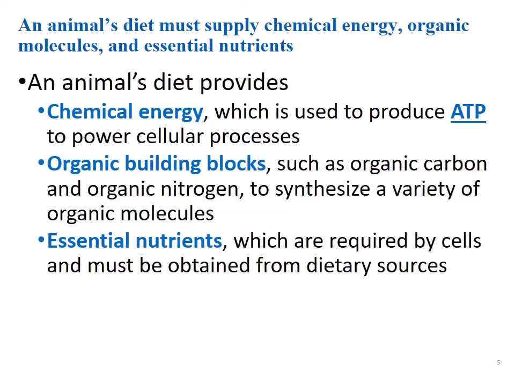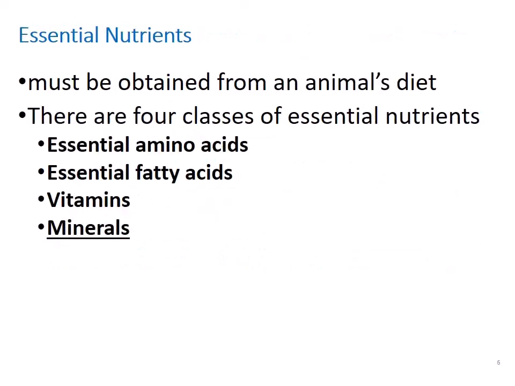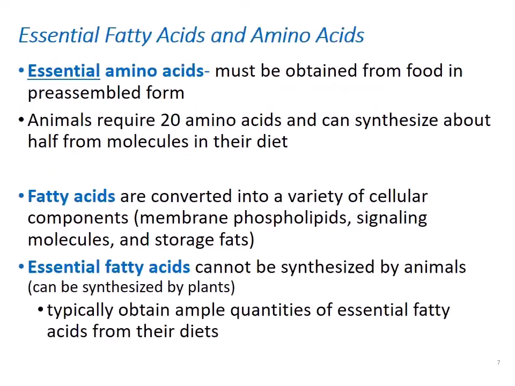So animals need to get chemical energy, organic building blocks, and essential nutrients from their diet. Their chemical energy is ultimately used to make ATP to power cellular processes. Your organic building blocks are like carbon and nitrogen, which help them build all of their different organic molecules. And then, an essential nutrient is required by cells and has to be obtained from dietary sources. The animal can't create them themselves from building blocks. So essential nutrients have to be obtained from the diet, and there are 4 types of essential nutrients. You can have essential amino acids, essential fatty acids, vitamins, and minerals.